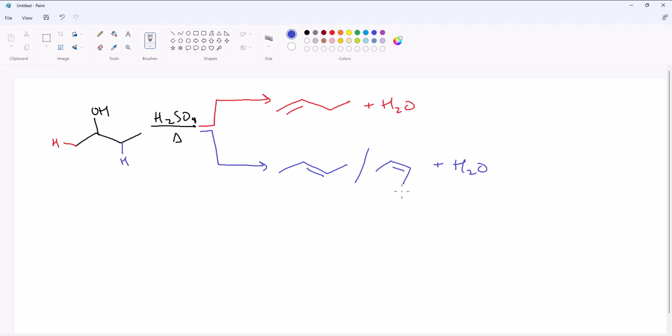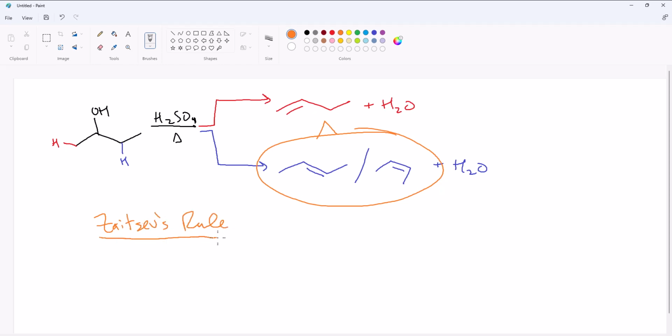And the question is, which one of these is going to primarily form? And what we see is that this group of alkenes will primarily form over the monosubstituted alkene. And this is governed by what is known as Zaitsev's rule. Zaitsev's rule dictates that in elimination reactions, you form the more substituted alkene.